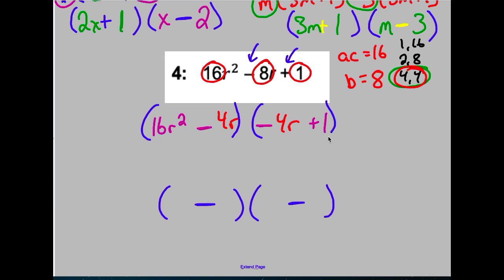Now I factor each one of them. What does 16r squared and 4r both have in common? Well, they both have a 4r in common. So that gives me 4r minus 1.